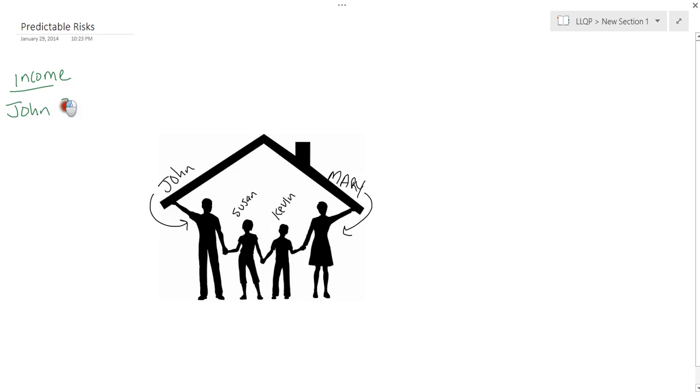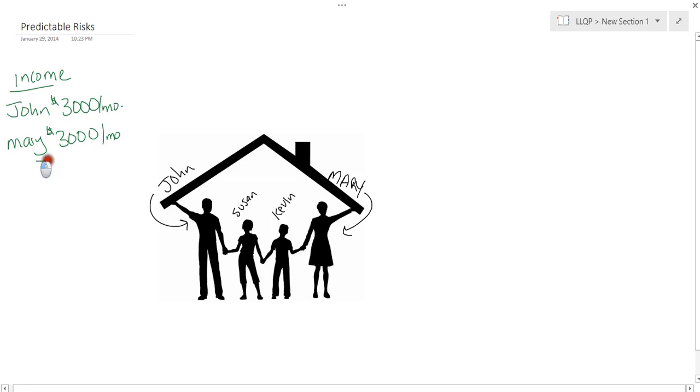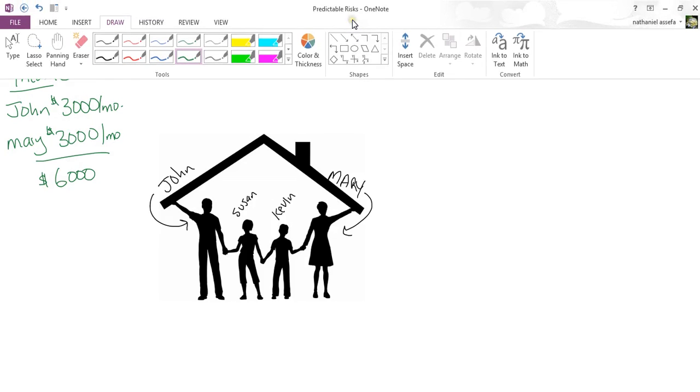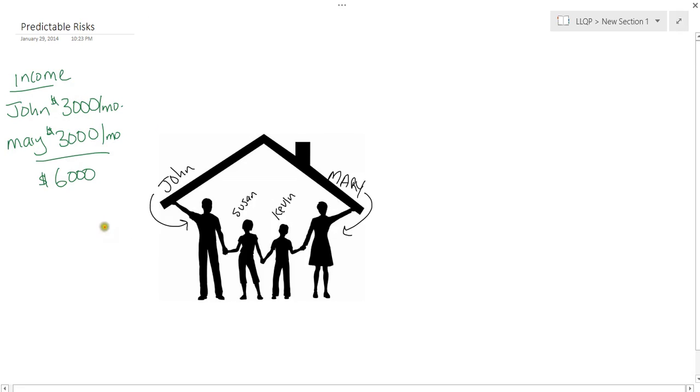John makes about $3,000 a month, okay, per month, and Mary makes exactly the same. She makes $3,000 a month. So total combined income is $6,000 per month. Okay. Now, like any other family, they have expenses.